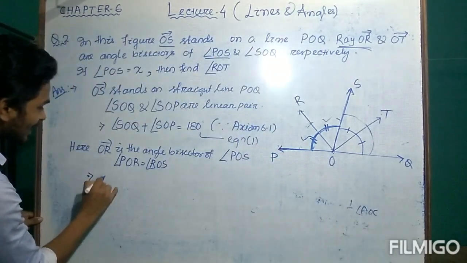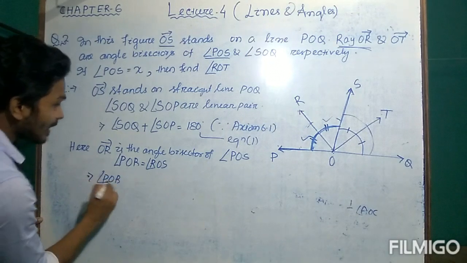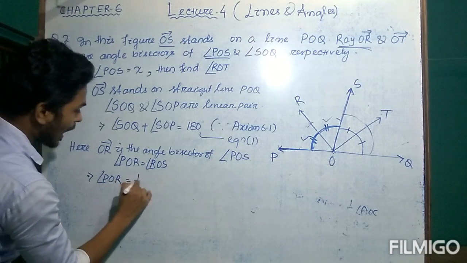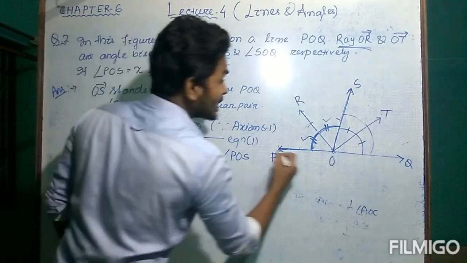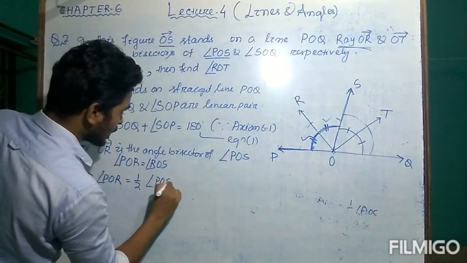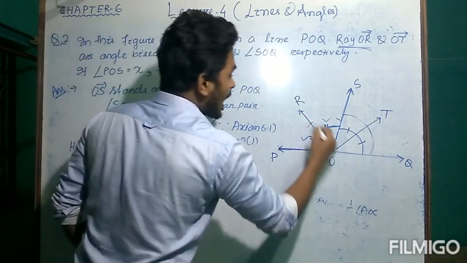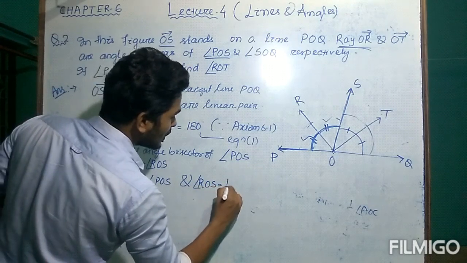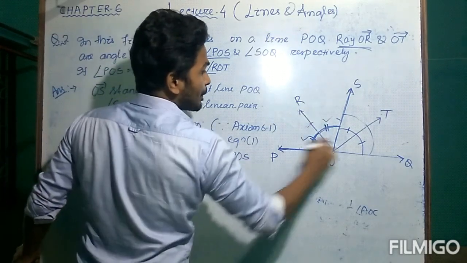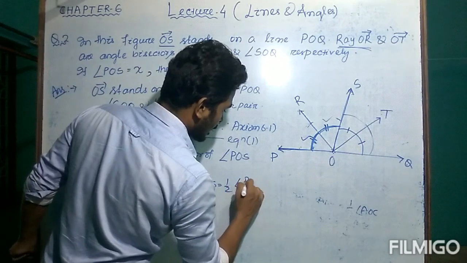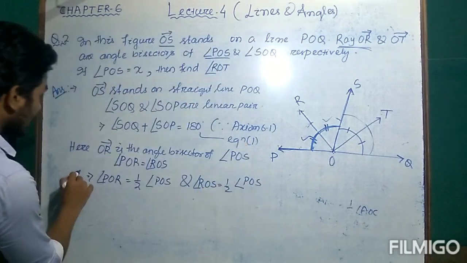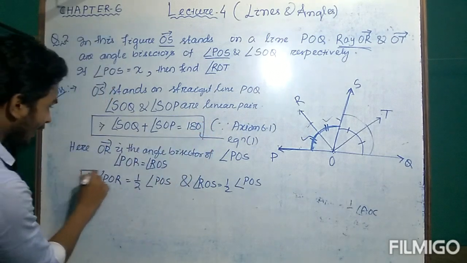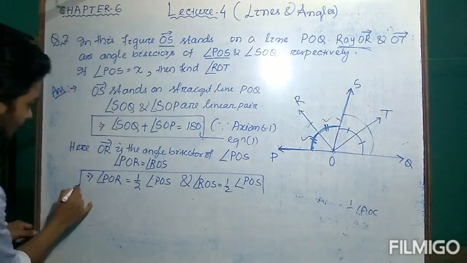So you can write POR is equal to half of the total angle. Total angle is POS, and ROS is half of the total angle, that is POS. Right? So it is your initial equation. Now you find these two data.